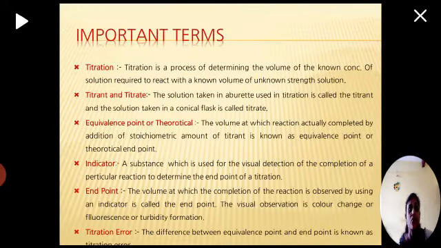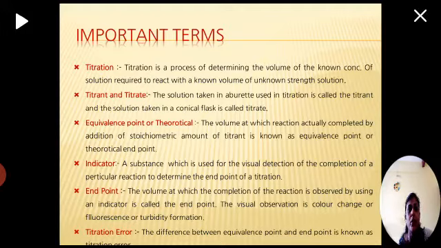And before going through volumetric analysis, we should consider the important terms, that is titration. Titration is a process of determining the volume of a solution of known concentration required to react with a known volume of a solution of unknown strength. Then comes titrant and titrate. The solution taken in a burette while doing titration is called the titrant, and the solution taken in a conical flask is called the titrate.